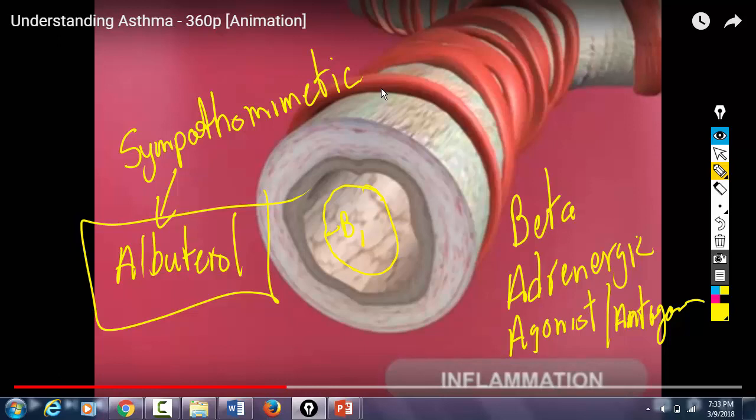Then there's another one. What caused the bronchospasm? What caused the bronchioles to constrict? The muscle.